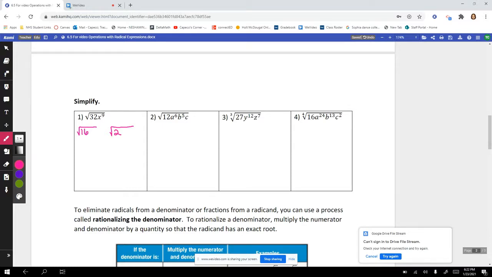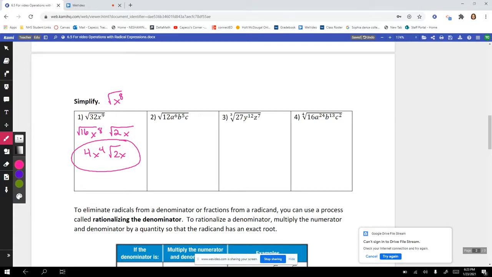Now, x to the 9th. I know that x to the 8th, because it's even, is going to be a perfect square. So I'm going to put x to the 8th right there. I still need one more x because it's x to the 9th, and that x is going to go there. So that leaves me with 4 x to the 4th times the square root of 2x.